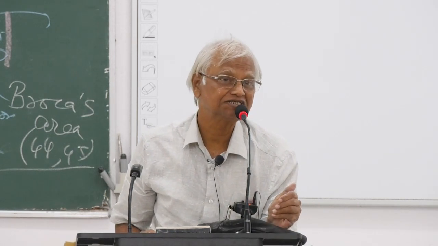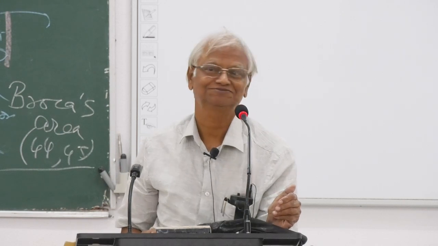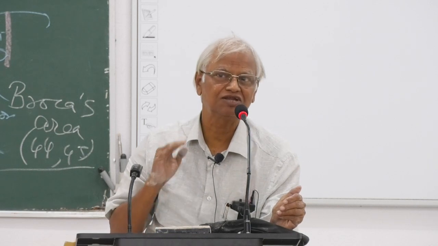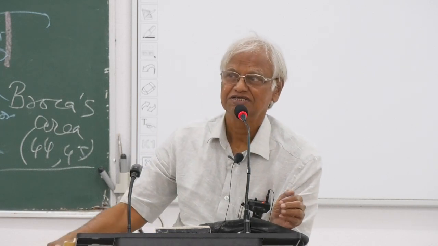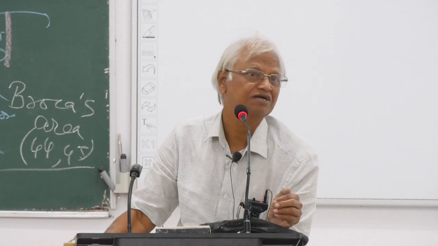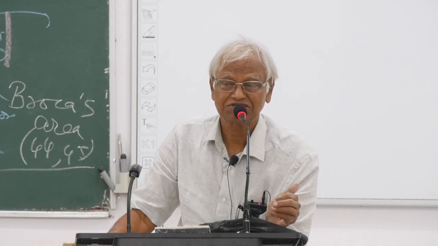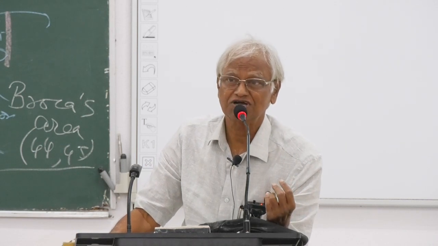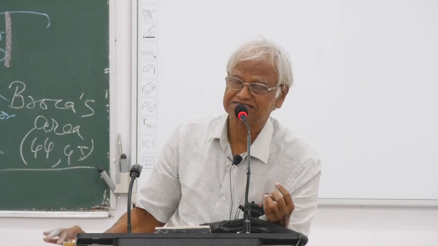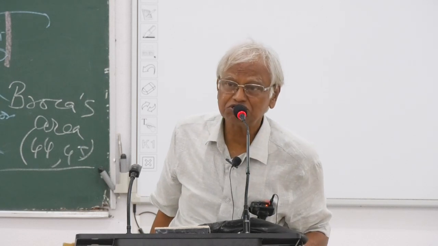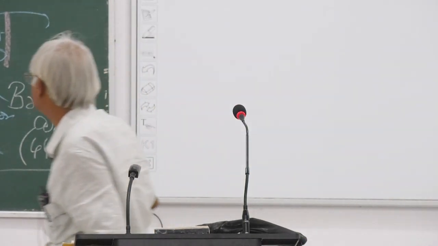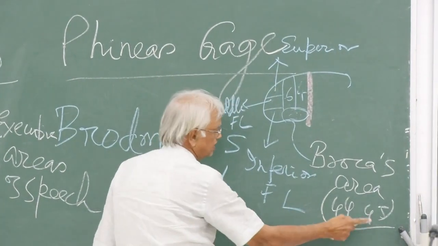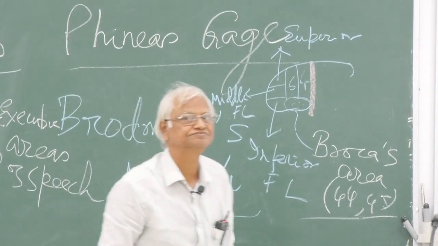And the person is unable to speak. He has totally lost his capacity to speak. He understands, but he cannot speak. Because this stroke has occurred in such a place that it has damaged the executive area of speech, that is the Broca's area, area 44, area 45.